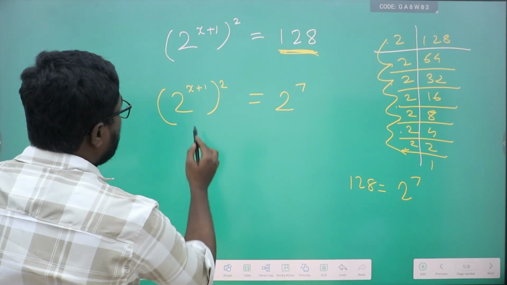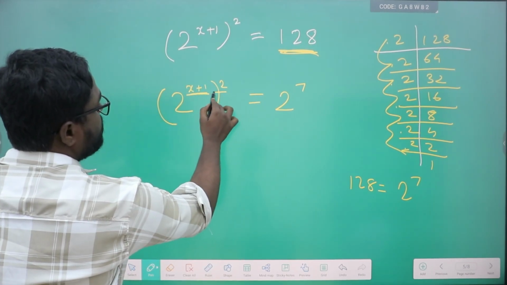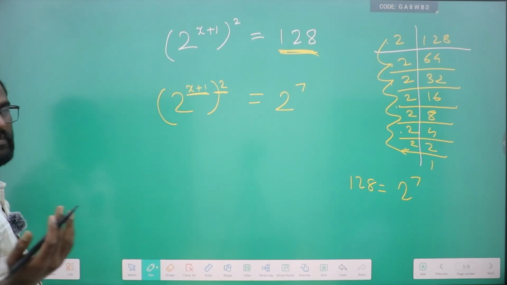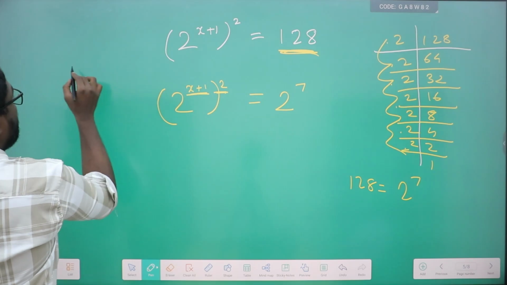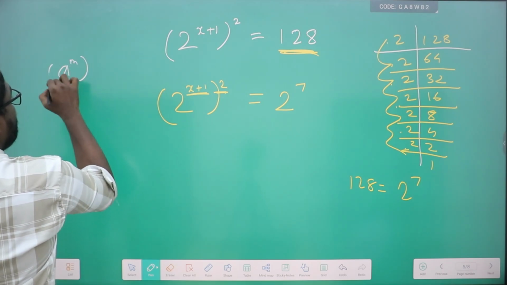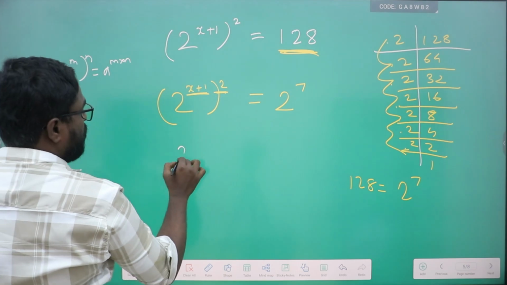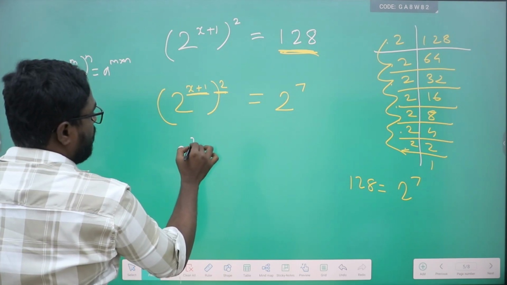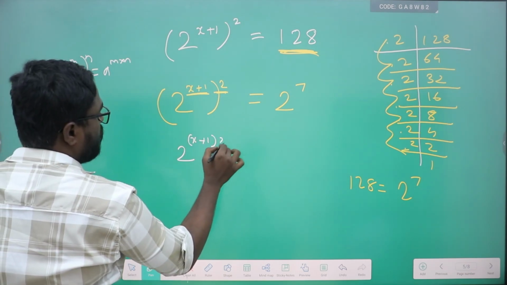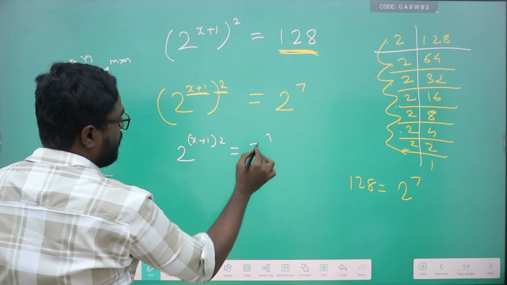So what will I do now? I'll simply multiply these two powers because I want to simplify things. How will I multiply it? (a^m)^n is nothing but a to the power m times n. So 2 to the power (x plus 1) times 2 to the power 7.